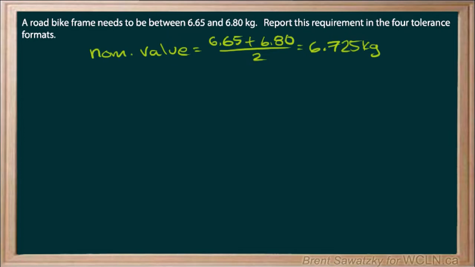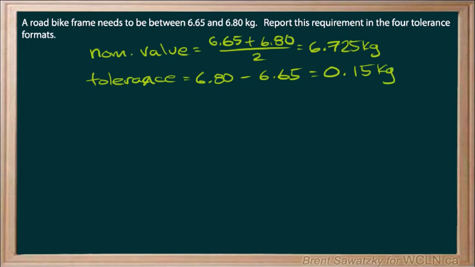Other things we're going to need is the tolerance. So the tolerance, there we go, is the difference between the maximum and the minimum. It's the full range. And so we can get that simply by saying 6.80 minus 6.65. And we figure that out, 0.15 kilograms. So there's our tolerance.